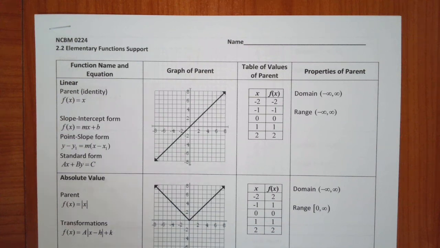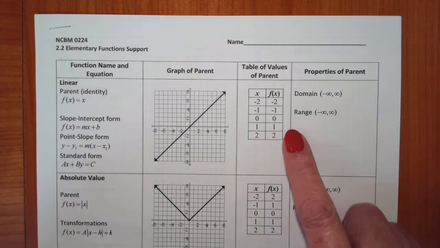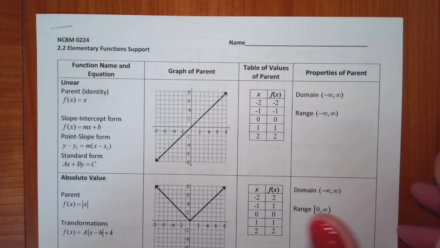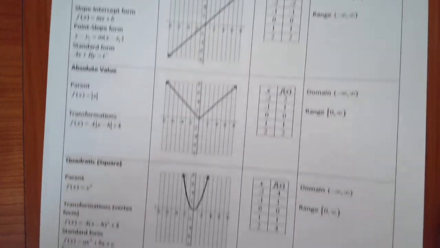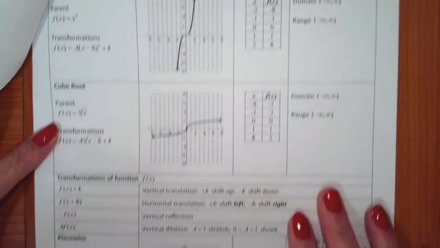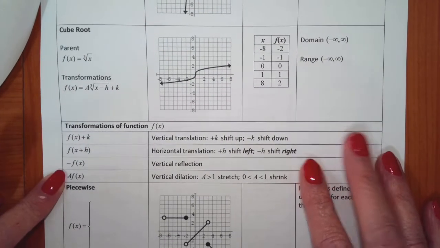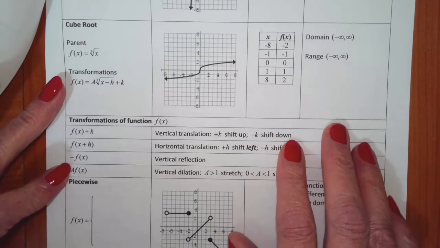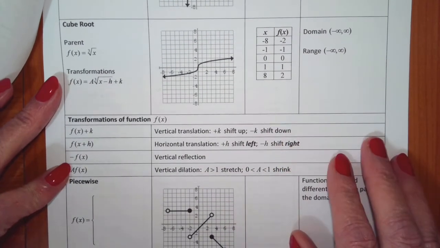Hi everyone. Section 2.2 is all about elementary functions. What I've posted on Blackboard for you is just a summary of all the functions that you're going to look at in your 1324 class for right now. And they are the linear function, absolute value, quadratic, square root, cubic, cube root, and then transformations on these basic functions, the parent function and the transformations.